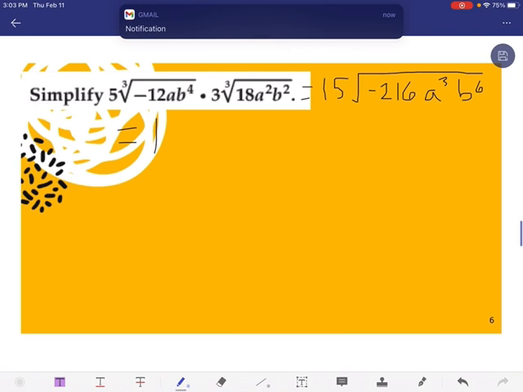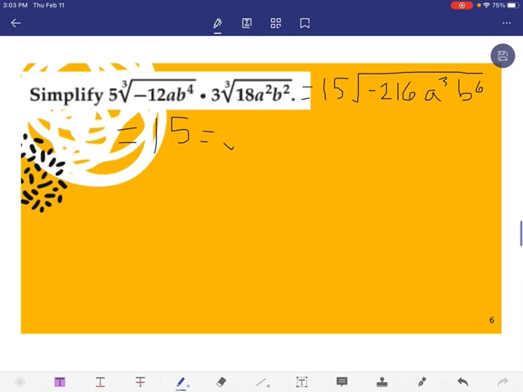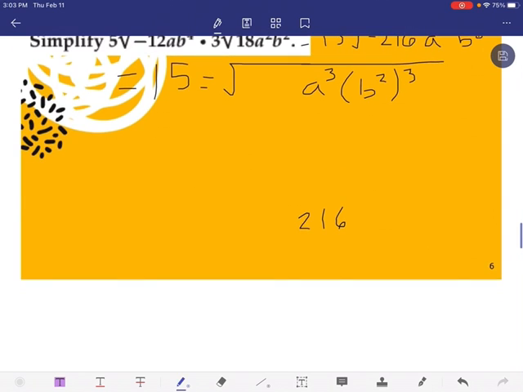So hopefully we notice that we can pretty easily rewrite. So our a to the third is already to the third. And then our b to the sixth, we can write as b squared to the third. What's going to cause issues is our 216. So I would go ahead and make a factor tree. So notice that 2 factors of 216 might be like 12 and 18.